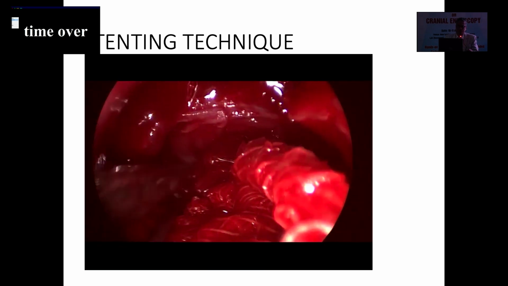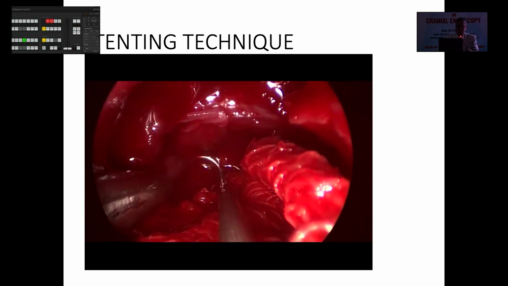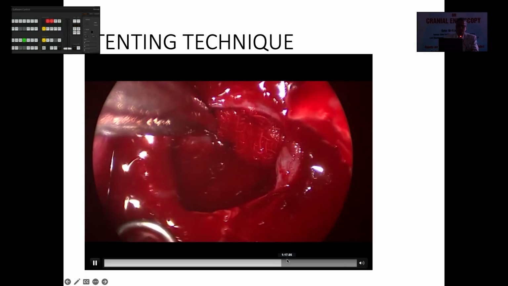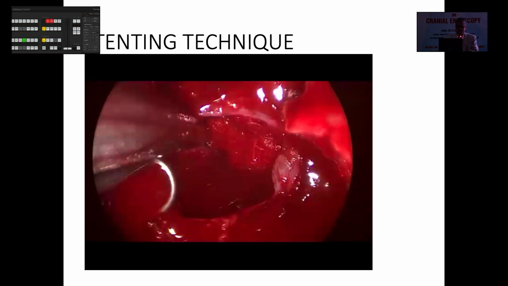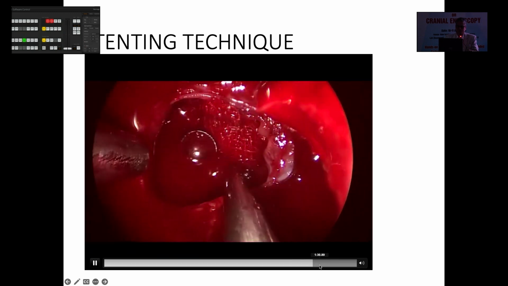So you will have to use this tenting technique, so that when you push up the tent, or you push up the arachnoid, you will start seeing the tumor all around it. And I'm not talking of any transcavernous approaches, I'm talking of a standard excision for a pituitary tumor.